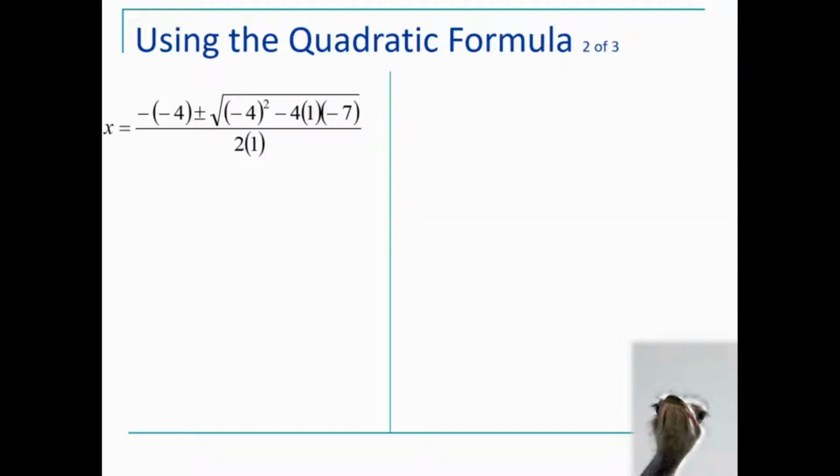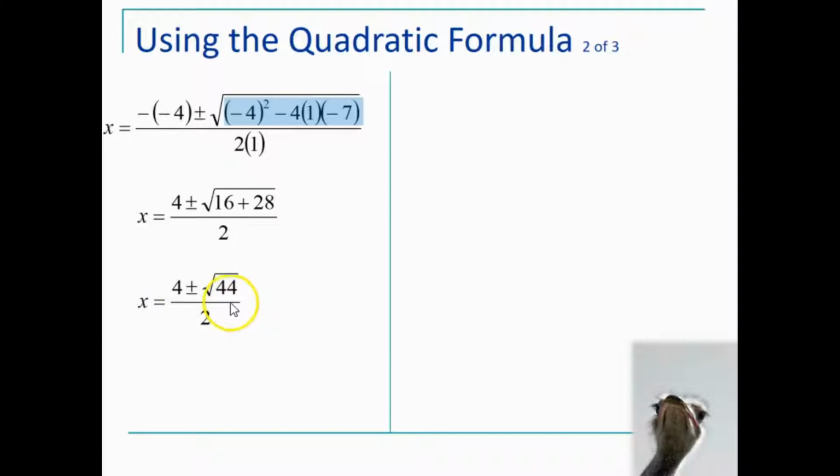Next, we simplify this expression, concentrating the first efforts underneath the radical. Squaring negative 4 results in 16, and multiplying negative 4 times 1 times negative 7 gives a positive 28. Continuing, we'll simplify that expression into 44. And in the meantime, as I mentioned, the opposite of negative 4, the opposite of B, results in a positive 4.